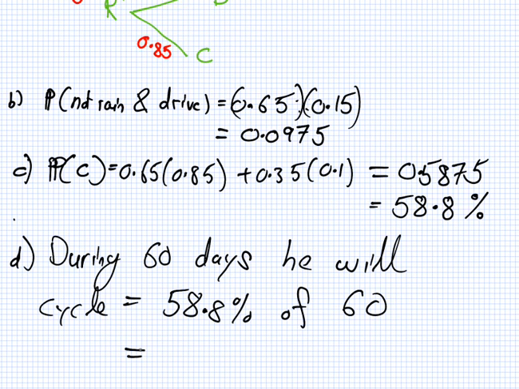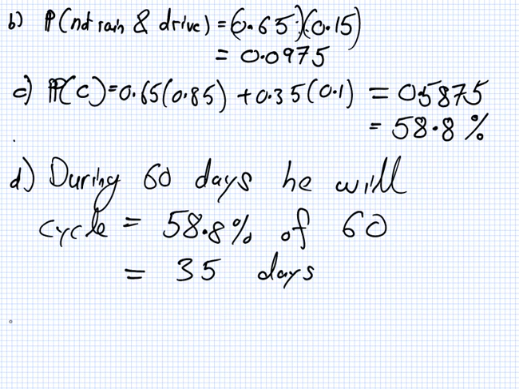What about if it was 60 days? How many is that? Yeah, so during 60 days he will cycle, and then we have to do 60 multiplied by 58 or if you want 58.8% of 60.